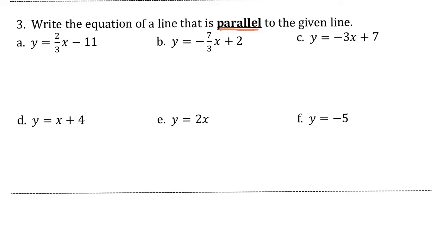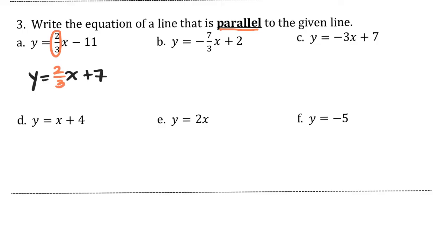Okay, so I want to write the equation as parallel, so I want it to have the same slope. So for this one, maybe I'll make it say 2/3 x. And I can put any y-intercept I want. Maybe I'll make a 7 this time. Okay, go ahead and try the next ones.